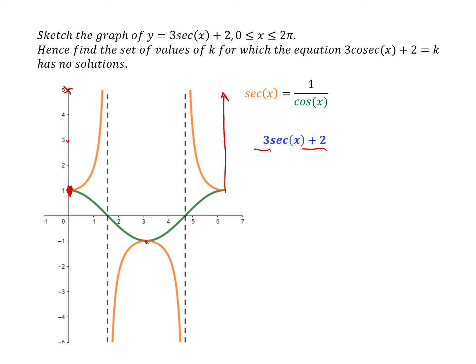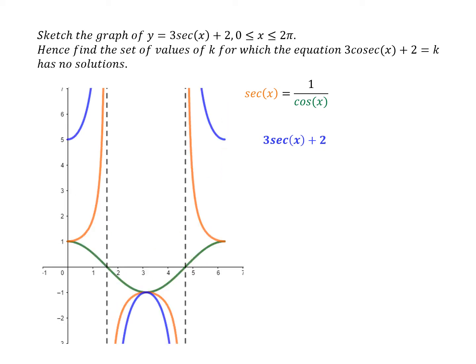The value of y here is -1. 3 times -1 is -3, but then when we add 2, we go back to -1 again. So the graph of 3 sec x plus 2 looks like this. We've stretched it by a scale factor of 3, and then we've translated it by 2 units in the positive y direction. So that's the graph of 3 sec x plus 2. The blue graph is the one that the question asks for.